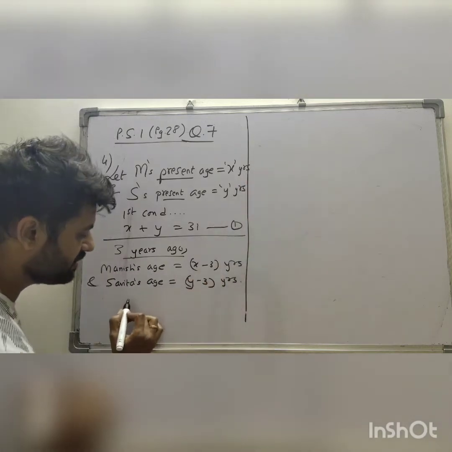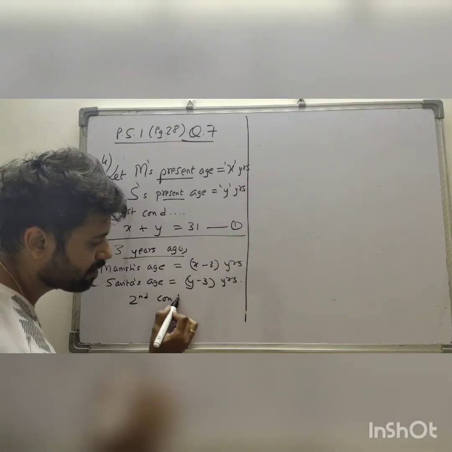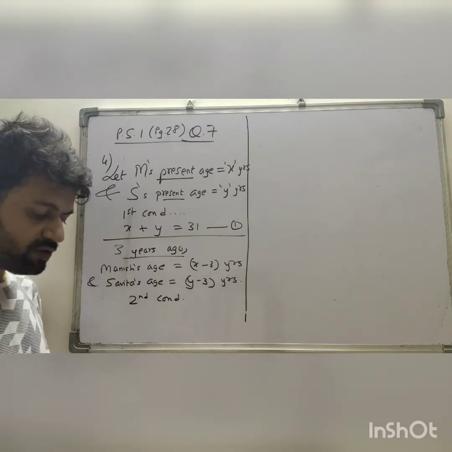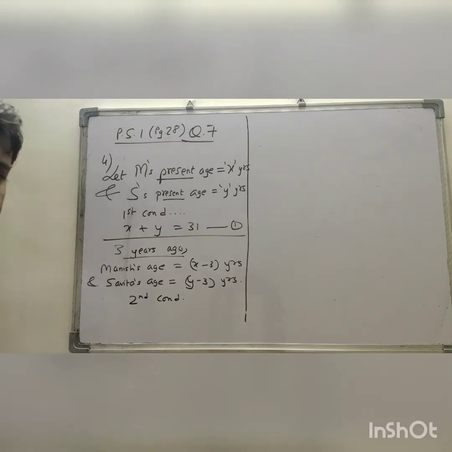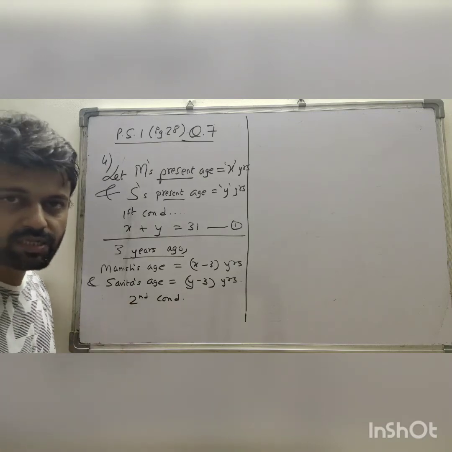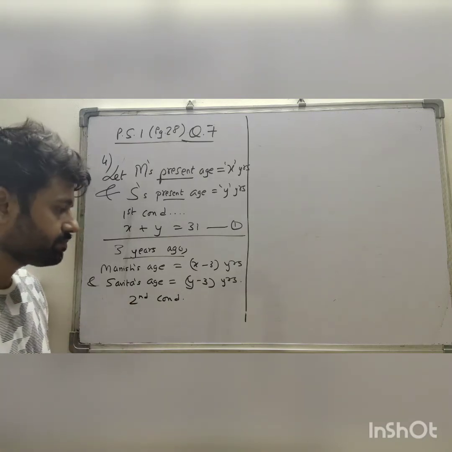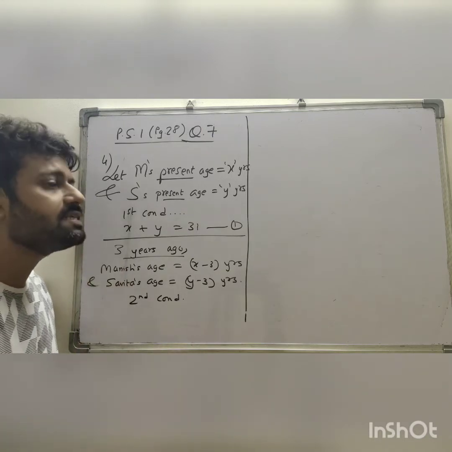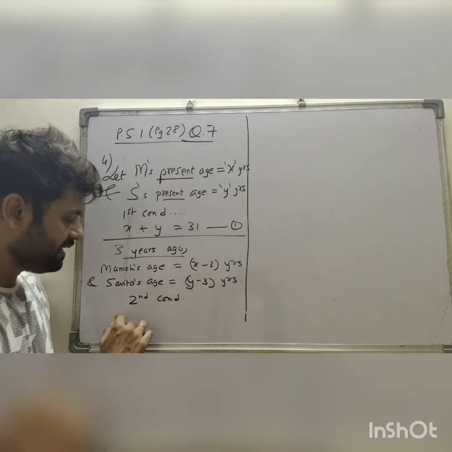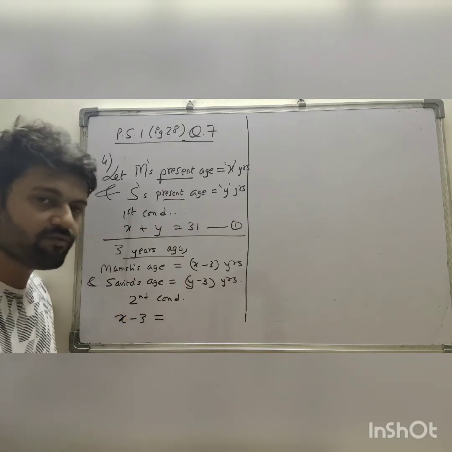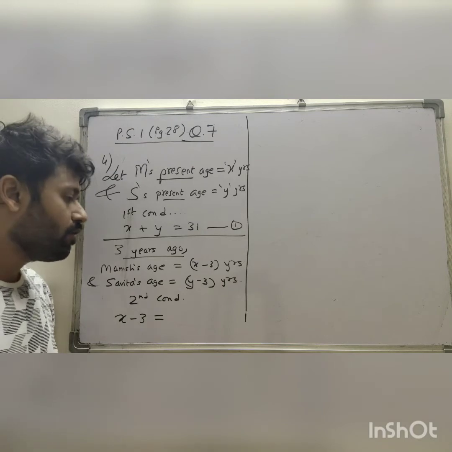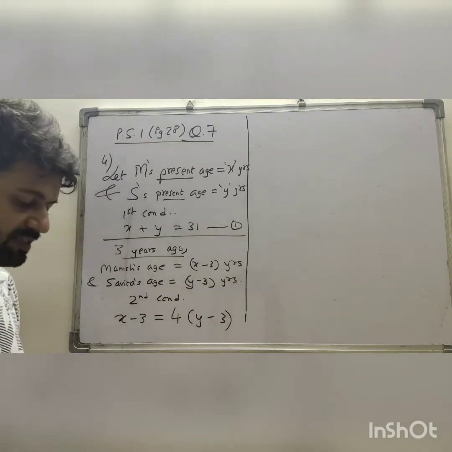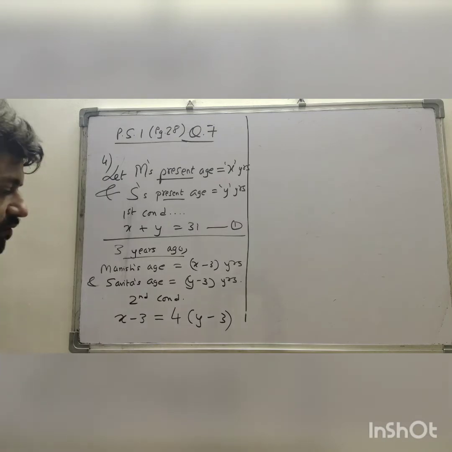According to the second condition, Manish's age was 4 times the age of Savita. The second condition in the question says that Manish's age 3 years ago, you can also understand this as 3 years ago Manish's age was 4 times the age of Savita.